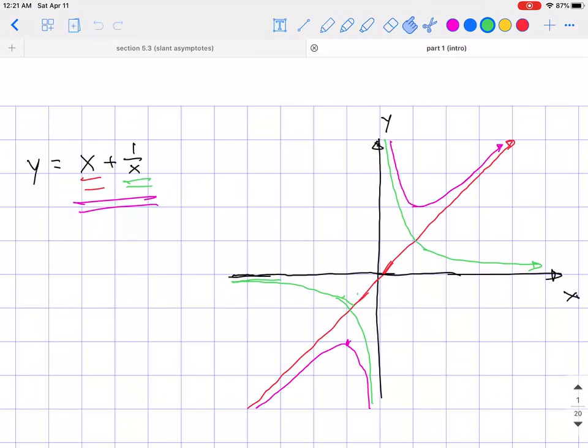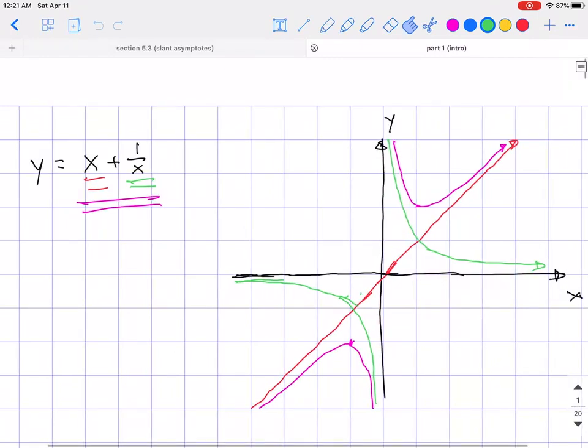The graph in red is the line y is equal to x, and the graph in green is the equation y is equal to 1 over x. I graphed each one independently. You'll notice there is a third graph, in fuchsia. That's going to be our final curve. Now, how do you actually get that curve from the first curve, the red one, and the second curve, the green one?